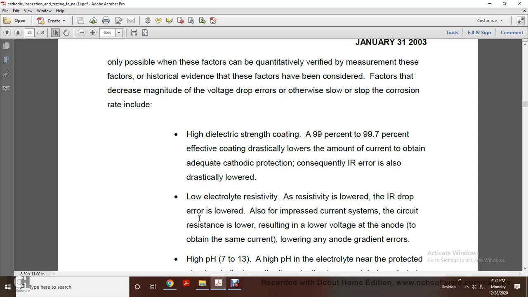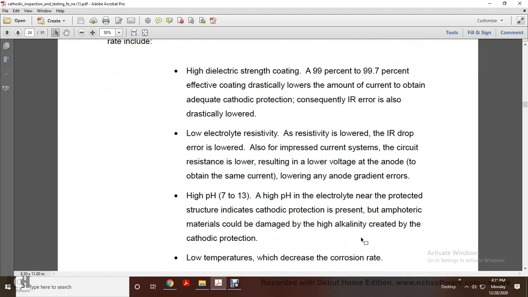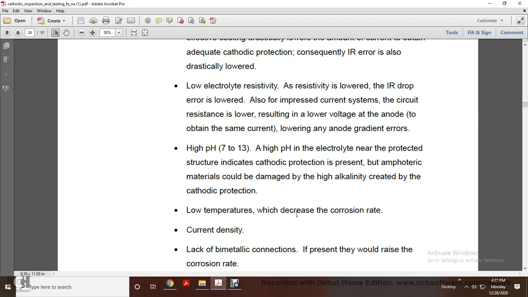Consequently, the IR error is also dramatically lowered. Low electrolyte resistivity lowers the IR drop and the error, and in an impressed current system the circuit resistance is lower, resulting in a lower anode voltage to obtain the same current and a lowering of the anode gradient errors. High pH of 7 to 13: high pH electrolyte near the protected structure indicates that cathodic protection is present, although amphoteric materials could be damaged by the high alkalinity created by cathodic protection.